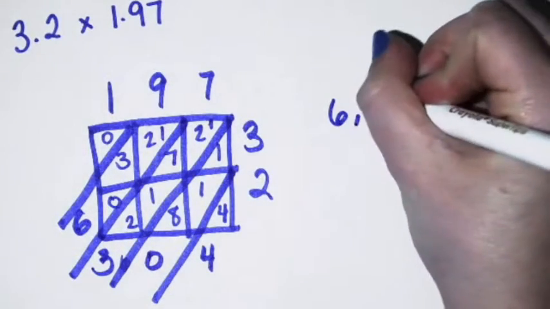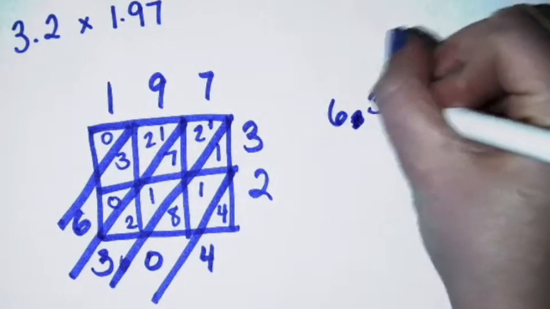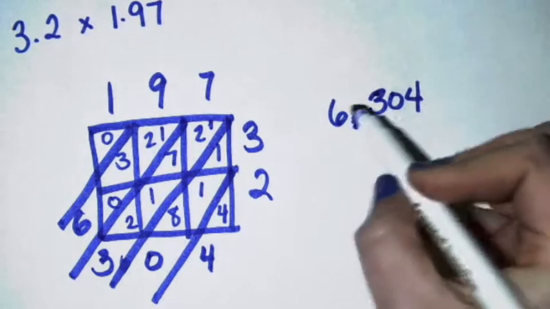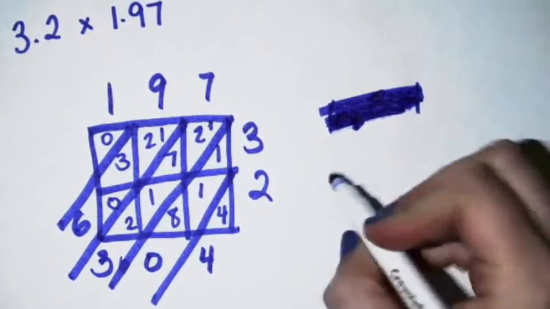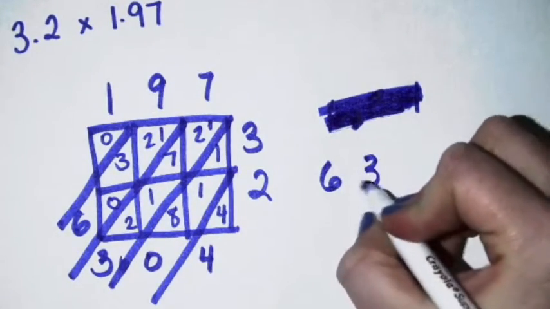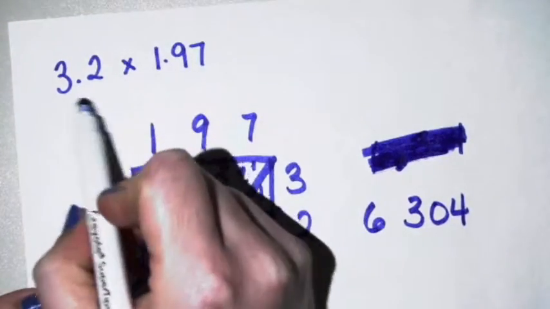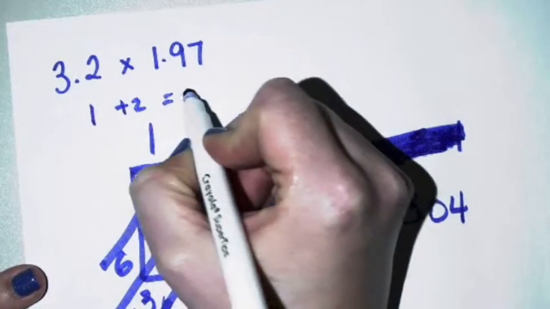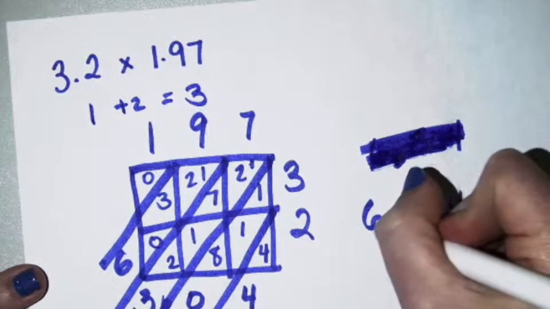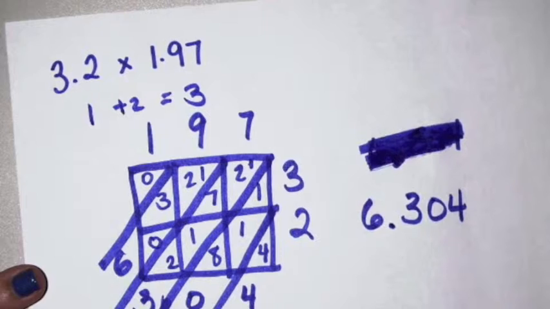So now we have the answer is 6,304. All right, but we don't want 6,304. That's not my answer. What I need to do is count how many digits were behind the decimal in my question. There's 1 behind the decimal and then 2 behind the decimal. 1 plus 2 is 3. So I should have 3 behind the decimal. My answer should end up being 6.304.